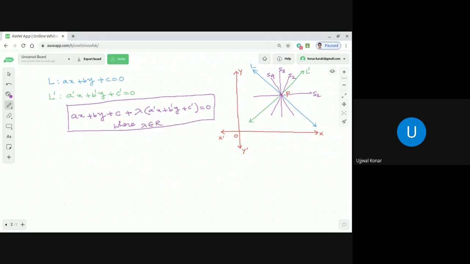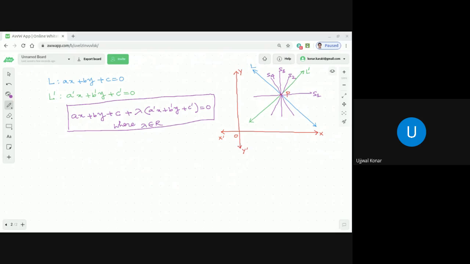Okay, so this is the one point I wanted to discuss with you: the equation of any straight line passing through the point of intersection of the straight lines L and L dash, that is, passing through the point P, is ax plus by plus c plus lambda into (a dash x plus b dash y plus c dash) equal to 0, where lambda belongs to R.